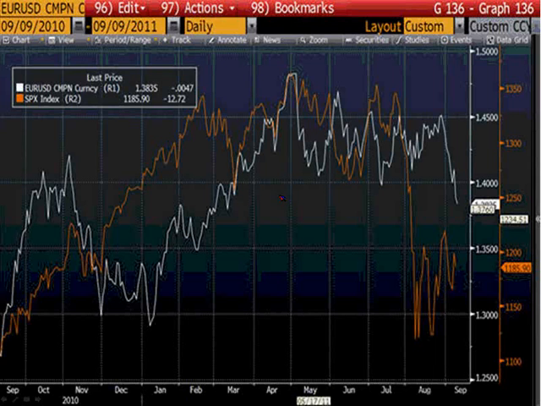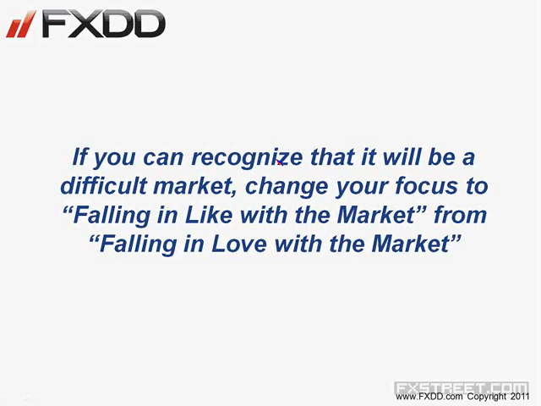The market got a little bit confused as far as what it should do with these, quote unquote, correlated markets that give reasons, at least fundamental reasons, for some traders to trade. But for you as a trader, if you can recognize that it will be a difficult market, what I try to tell traders is that you have to change your focus for a non-trending market. Instead of falling in love with the market, you have to fall in like with the market. You have to be flexible.